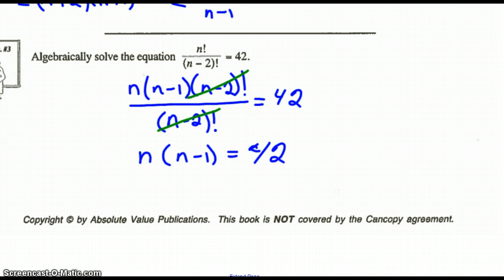Now we could expand this out, set it equal to 0, get ourselves a quadratic equation, factor it, or you can recognize in factorial notation that the n's must be whole numbers, and ask yourself what two whole numbers that are consecutive will multiply to 42. Well, those two numbers are 7 times 6 equals 42. So therefore, we know what n is. N must equal 7.